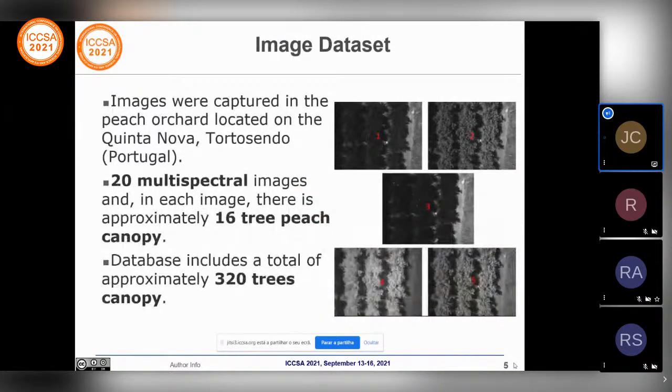The images were captured in the peach orchards located in Quinta Nova, Torres Vedras in Portugal. For this study, we use 20 multispectral images, and in each image there are approximately 16 tree canopies. Therefore, the database includes a total of approximately 323 canopies. The 5 image channels are spatially misaligned due to the physical distance between each sensor. This phenomenon is known as parallax. To resolve this issue, the camera manufacturer provides alignment software.